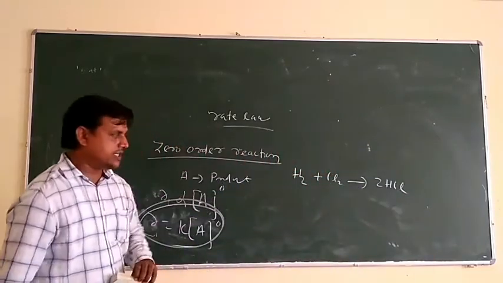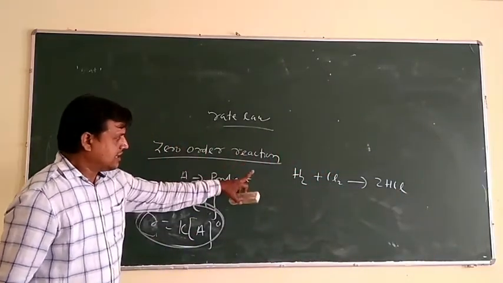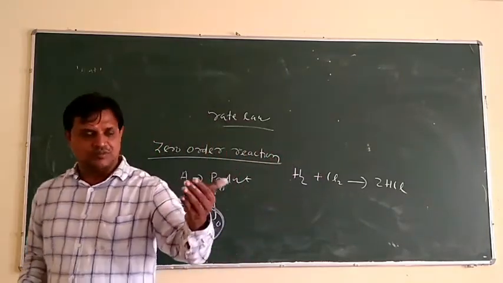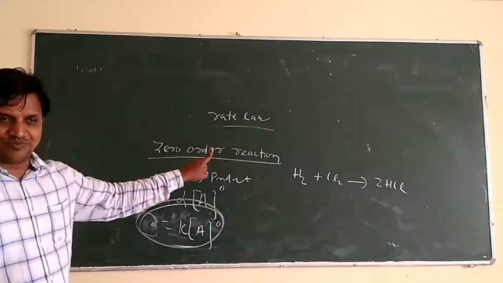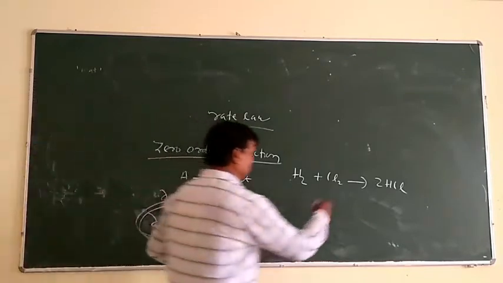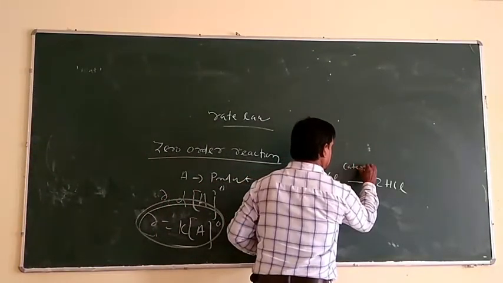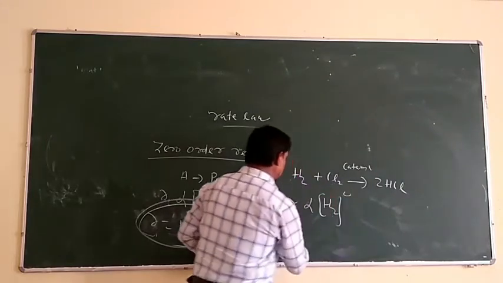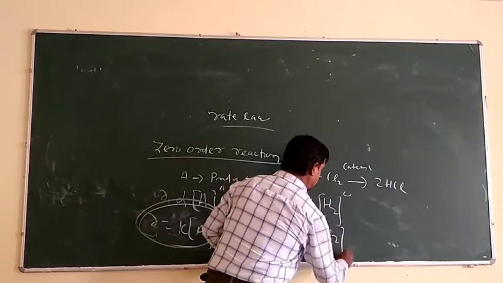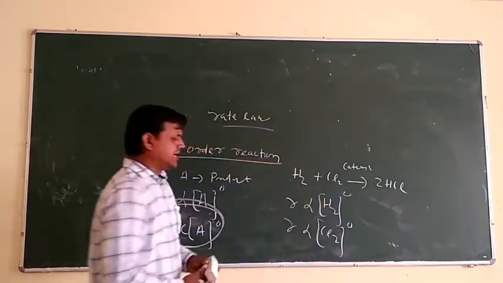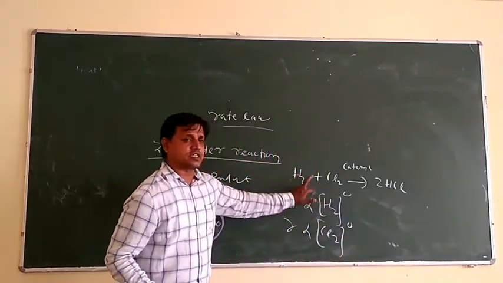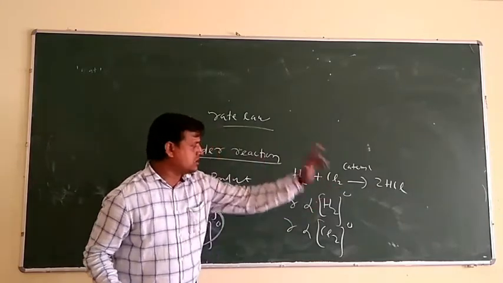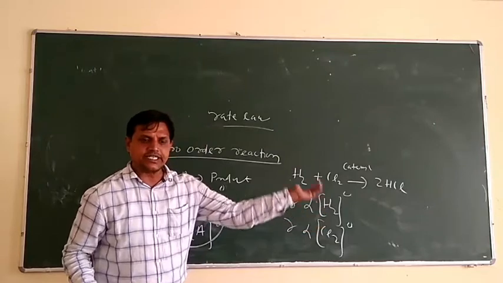I was expecting the reaction to be molecularly second order, but the order is 0. Why 0? Rate is proportional to H2 power 0, and rate is proportional to Cl2 power 0. The rate does not depend upon the concentration. Does not depend upon the concentration means the power of the reactant is 0.